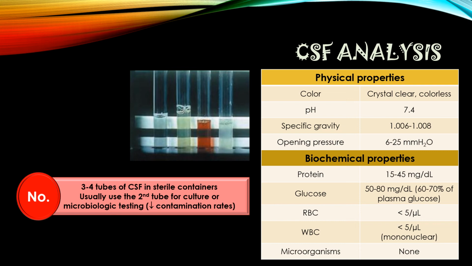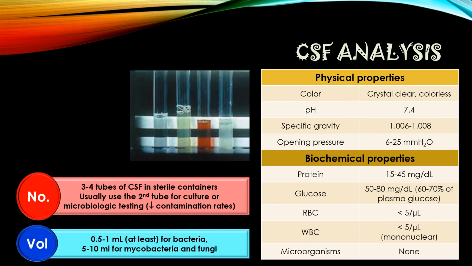For the number of tubes, you should collect CSF in 3 to 4 sterile containers. The first one you use for biochemical tests, and the second tube for culture or microbiological tests, to reduce the contamination rate that mostly occurs in the first tube. And the third tube is for cytometry, I mean the cytology of the white blood cell count. And volume, you should have at least 1 to 1.5 milliliters for bacteria and maybe one more for mycobacteria and fungi.